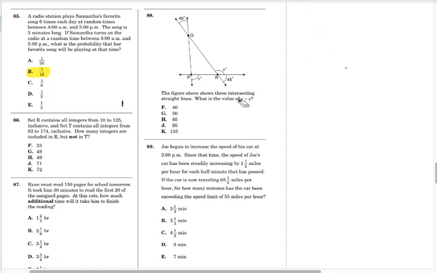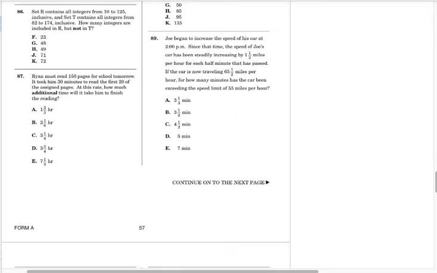All right, number 86. Set R contains everything from 10 to 125 and T from 82 to 74. So what is in R but not in T? That would be everything from 10 until 81. How many numbers are in 10 to 81? It's actually 72. Because you have to count that 0. So it's not 71, it's 72.